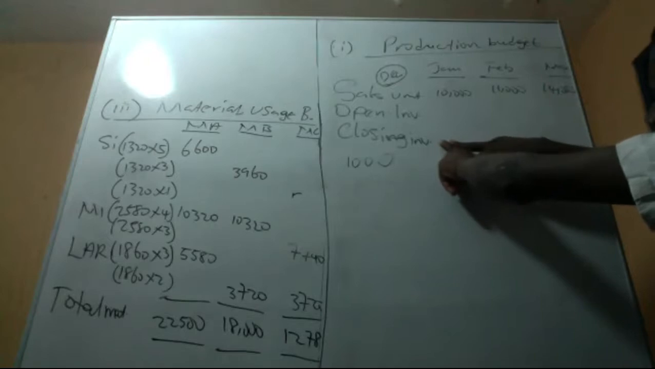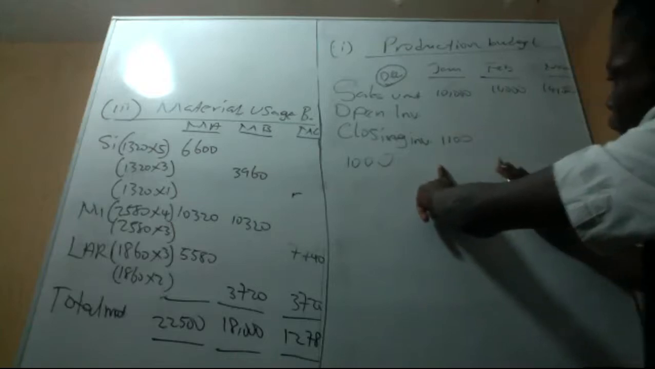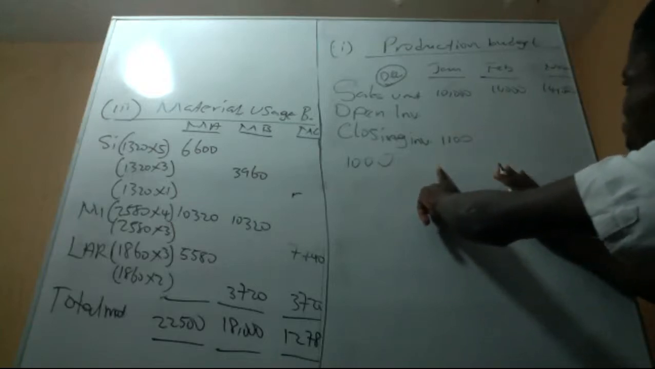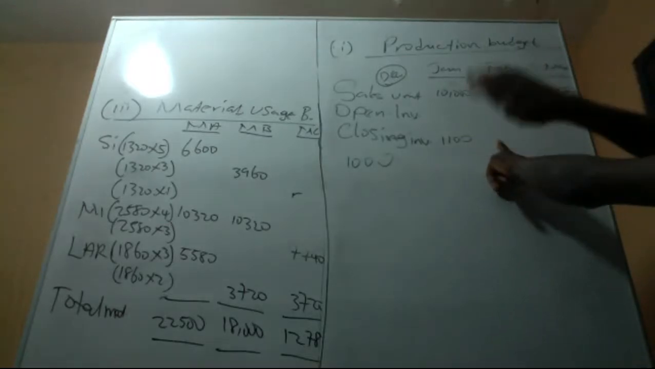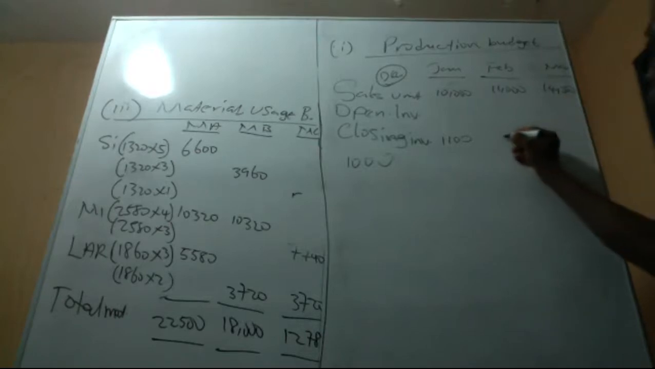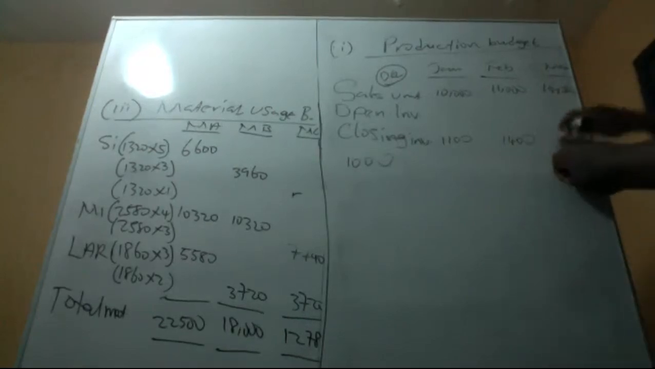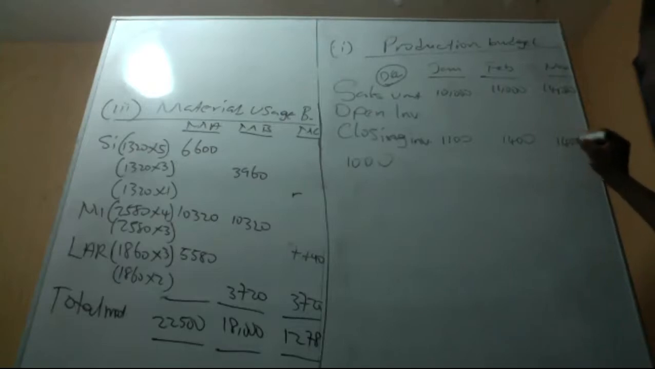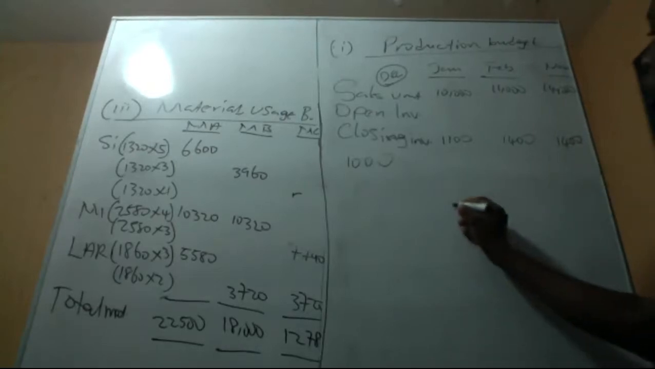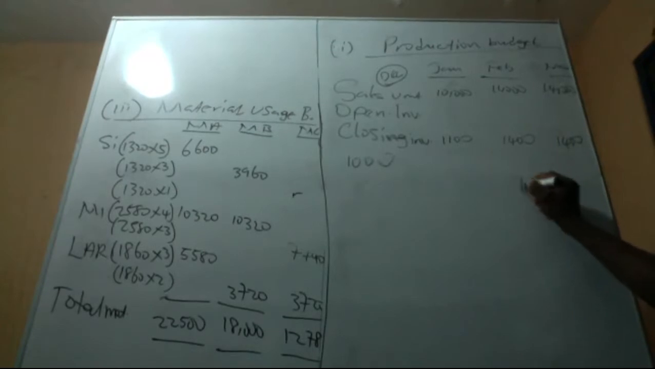When I go to January, 10% of 11,000 is 1,100. Now let's go to February. 10% of the next month's sales, that's March. That's 14,000. 10% of 14,000 is 1,400. And they said that when we are in March, 10% of April sales is also 1,400. Sales remain the same for the rest of the year, so it means that sales for April is also 14,000.